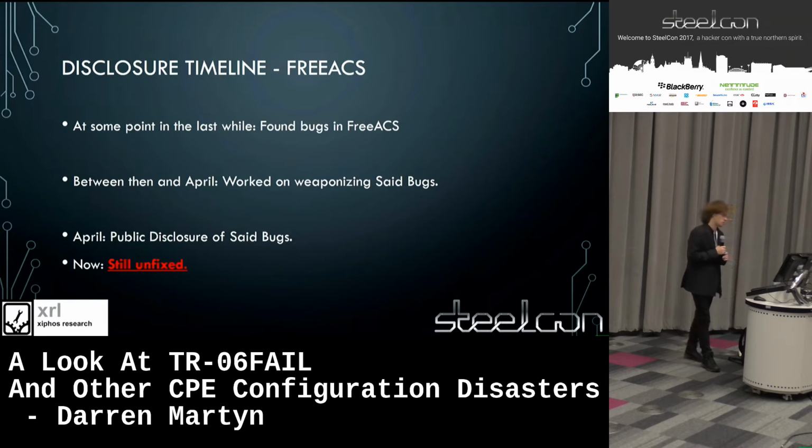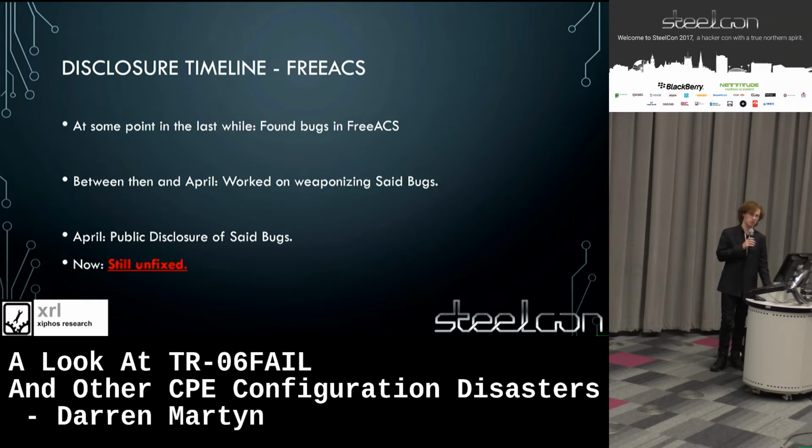Firstly, I'll talk to you about FreeACS. The disclosure timeline for this was, forget disclosure. At some point when I was bored, I found some bugs. Between then and April, I worked on weaponizing these bugs to turn them into a super reliable remote exploit that would do the things I wanted. And then I wondered, should I tell the developer? And I went, no, because I've had to deal with this developer's code for a while, reading it. He doesn't deserve any more of my time. In April, I publicly disclosed it, and currently it's still unfixed. And I think you'll get why I wasn't keen on dealing with this developer in a bit.